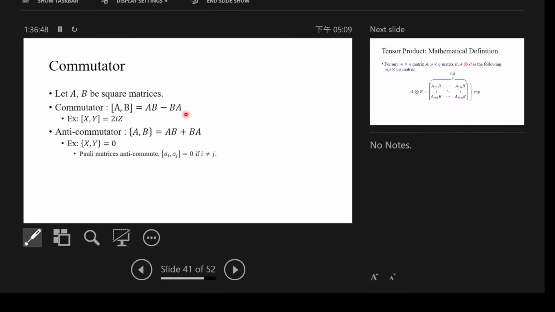Okay, and the basic commutator calculates how much the matrices commute. So the idea is that you want to see how much the two matrices commute. If the two matrices commute, it means AB equals BA, and then the commutator between A and B equals 0 because you have AB minus BA equal to 0. Okay? So the commutator is a way to calculate how much your two matrices commute.